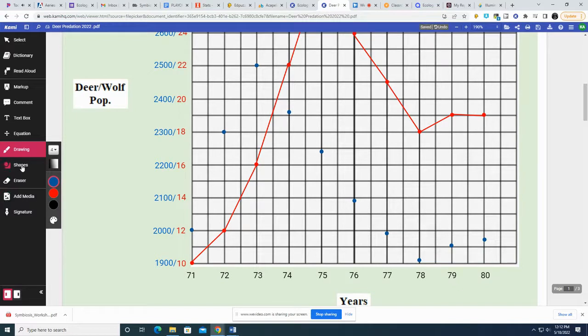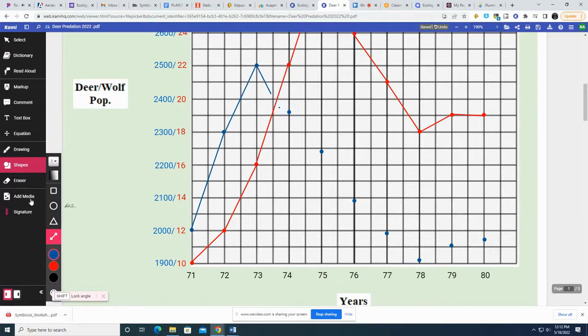And get my little shapes, switch it to blue, and connect the dots. Boom. Boom. I screwed up. Knew it. Eraser. Boom. All right. And voila, just like this, I'm going to have a wolf graph and a deer graph.